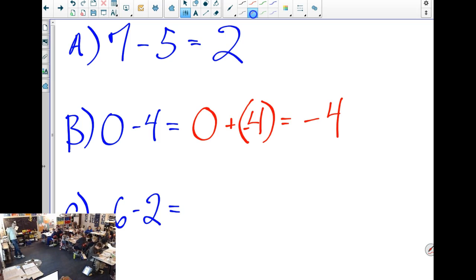Natalie, talk me through C. Okay, so you have -6. If I draw it out, I have -6. Okay, and then you take away, then you add.